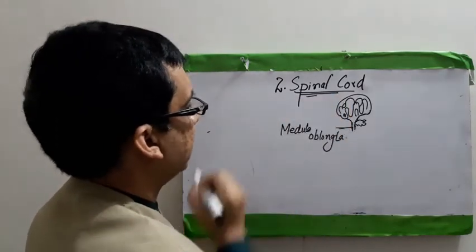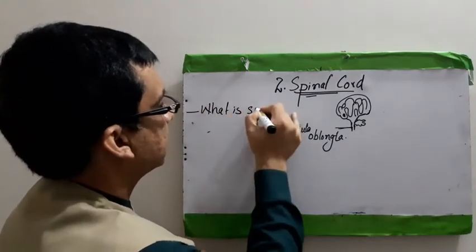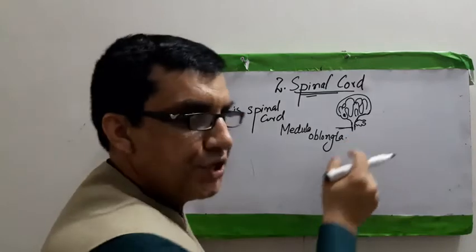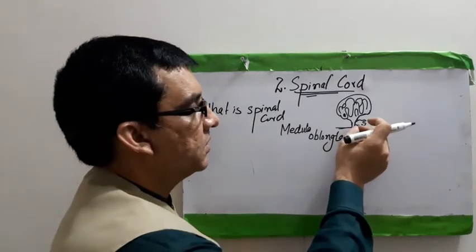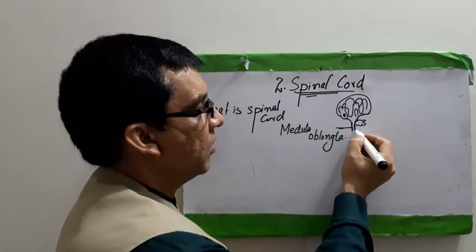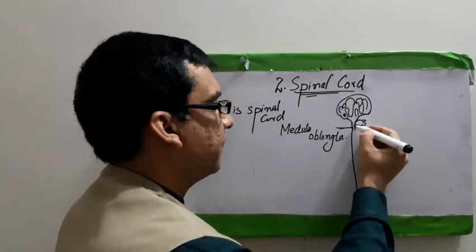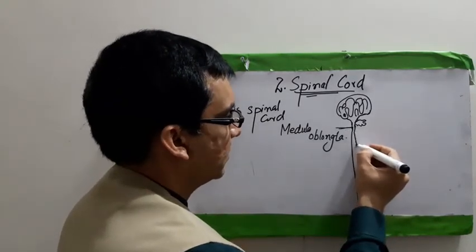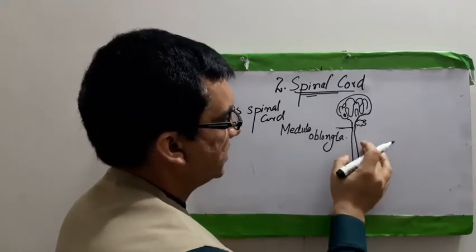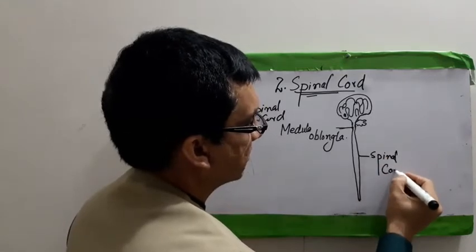Now what is the spinal cord? The spinal cord is actually the elongation of the last part of the hindbrain, and that is the medulla oblongata. So this is the elongated part that runs in the vertebral column, in the vertebra. This is the spinal cord.